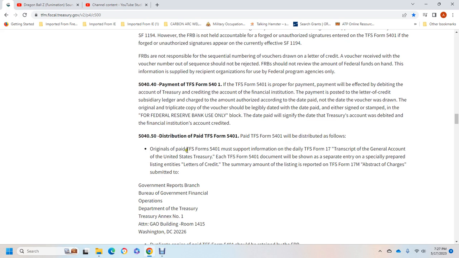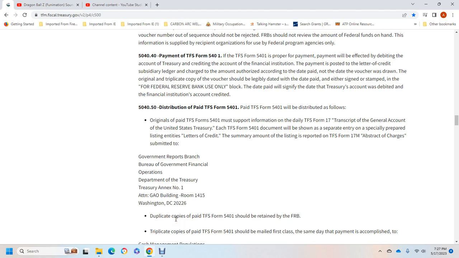5040.50, distribution of the Form 5401. Form 5401 is distributed as follows. The original, paid, with the Form 5401 must support the daily Form 17, transcript of the General Account of the United States Treasury. Each Form 5401 document will show a separate entry for the specially prepared letters of credit, and a letter of credit summary amount with the limited listing and report of the Treasury. 17M of abstract charges submitted to Government Bureau or Government Reports Branch, Bureau of Government Financial Operations, Department of the Treasury, Treasury Annex Number 1, Government Accounting Office Building 1415, Washington, D.C., 20226.